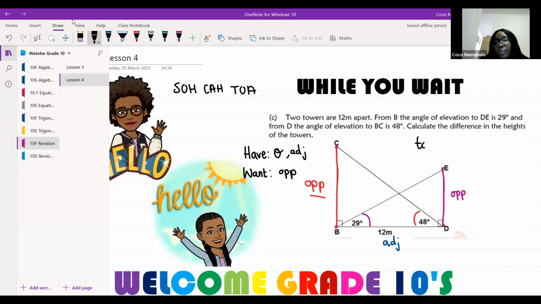We're going to go tan of the angle, which is 29 degrees, is equal to opposite, which is BC, over adjacent, which is 12. Now, remind me again, guys, how do I get rid of this divide by 12 over here? What do I need to do? Good, so that's it. We're going to multiply. We're going to times by 12. And whatever I do on the left-hand side, I'm going to do on the right-hand side. 12 divided by 12, that'll give us 1.